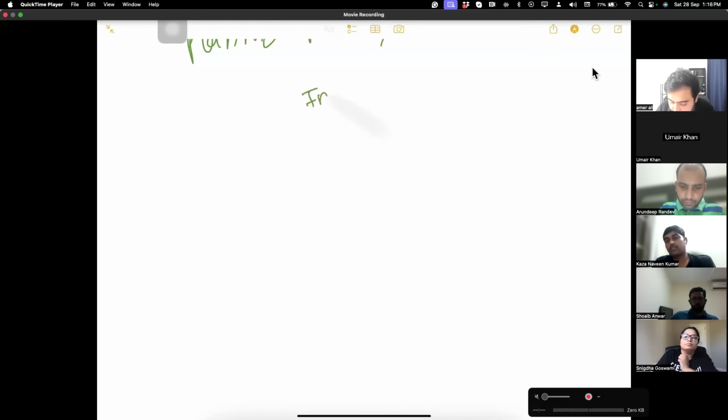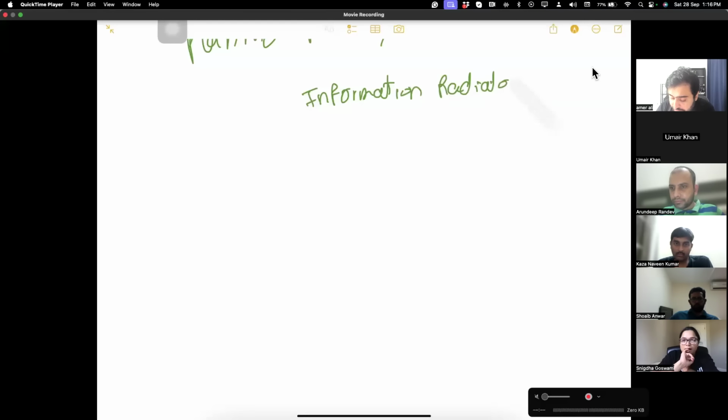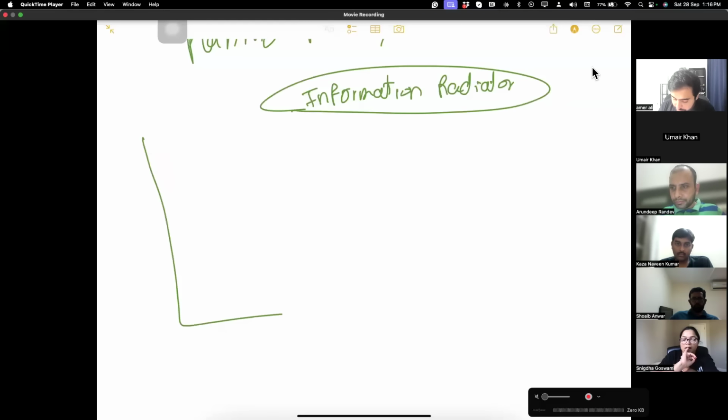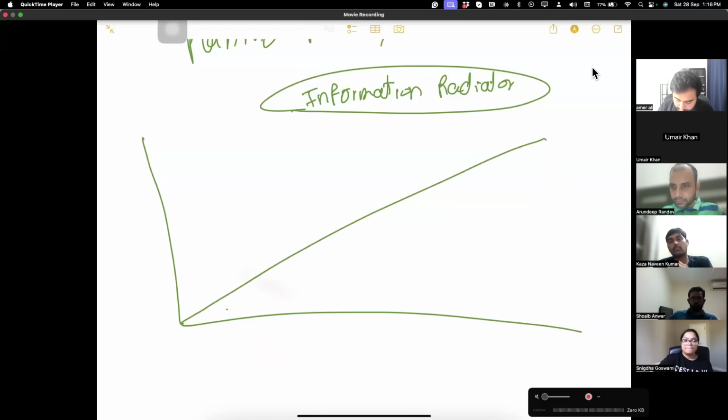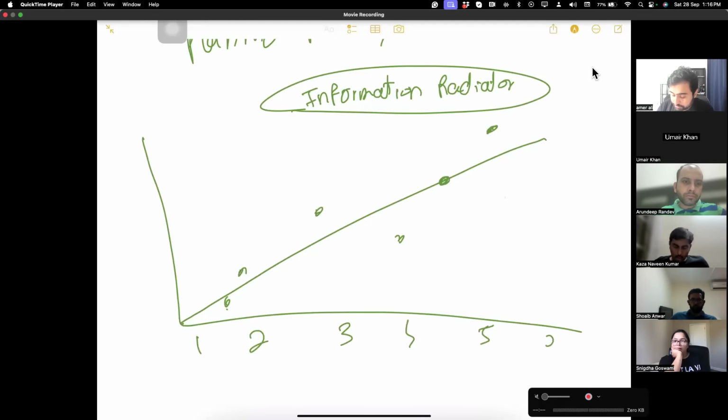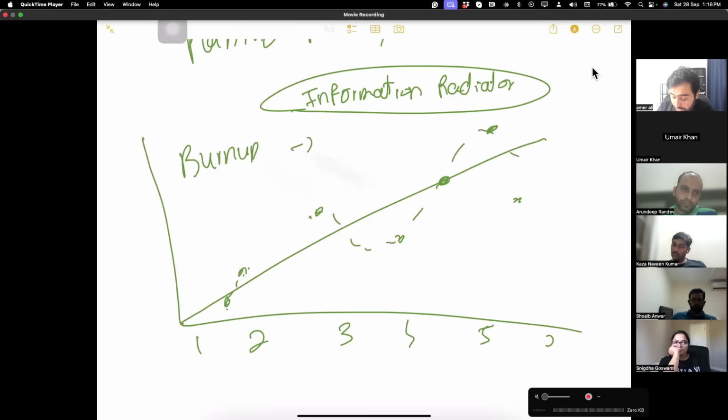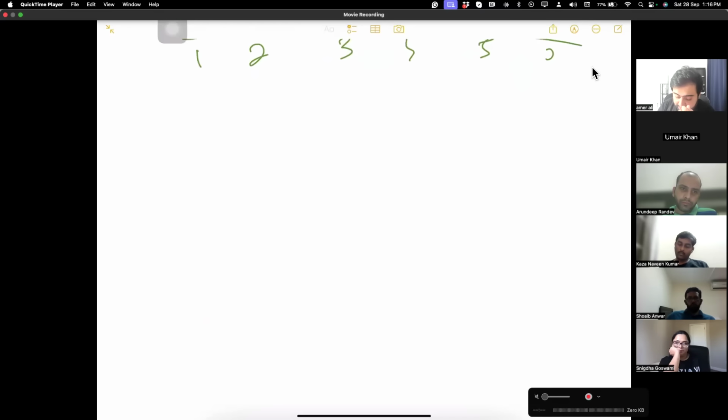We use information radiators in it, since Agile does not like plans. We use the burn up chart to see where the progress is moving, and we see the burn down chart. The burn up chart shows how much work has been done. Then we make the burn down chart. The burn down chart shows how much work is remaining.